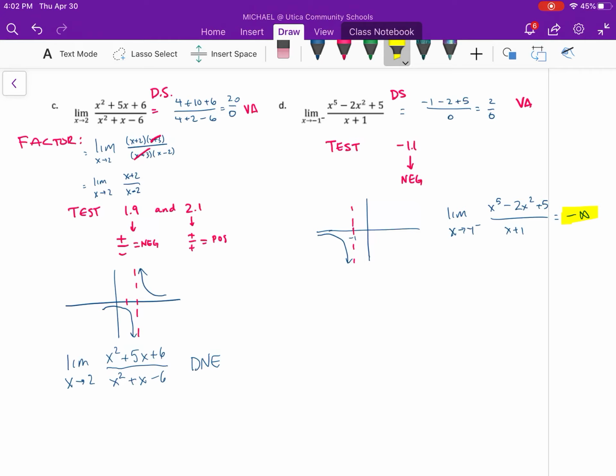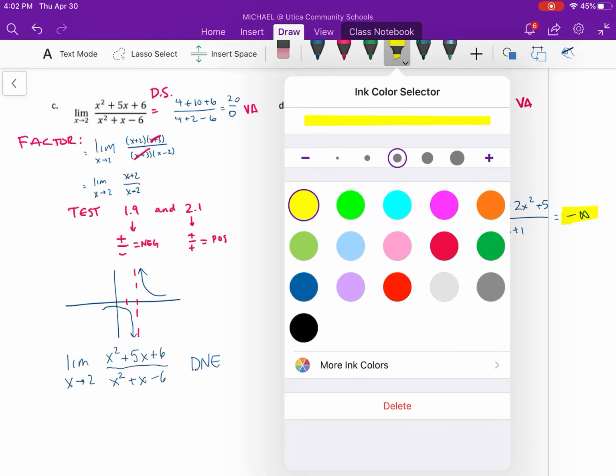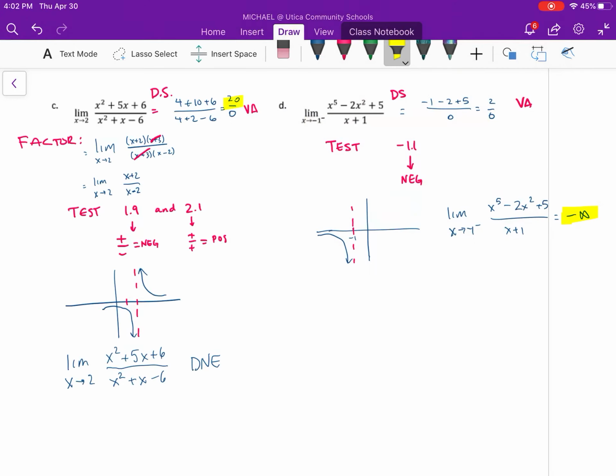In the first case, I tried direct substitution, and I end up with 20 over 0, which is a vertical asymptote. I factor out, and there's actually a hole at positive 3, which makes this problem a little bit easier when it comes time to test, which simplifies my equation to x plus 2 over x minus 2. So I test on each side of 2, and I get 1.9 and 2.1. I end up with negative on the left side, positive on the right side. So because those two are going to different spots, my limit does not exist.